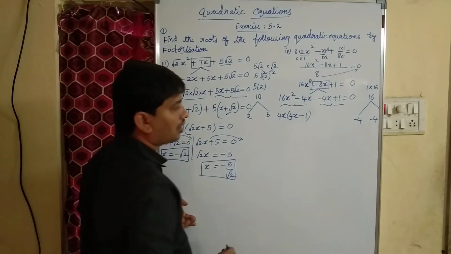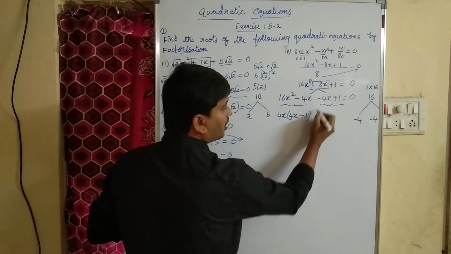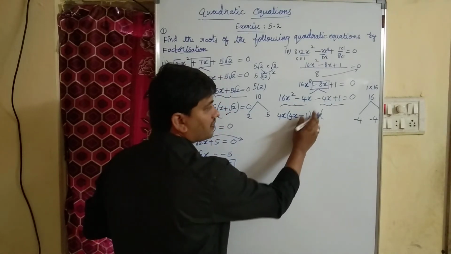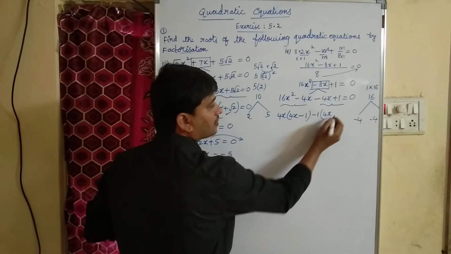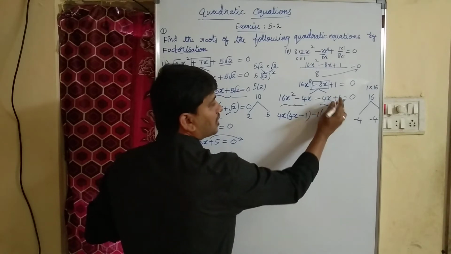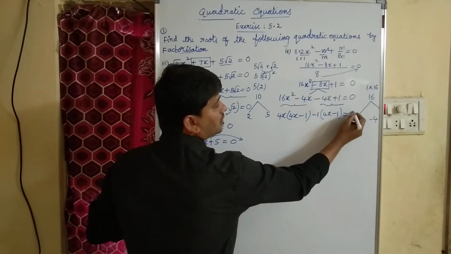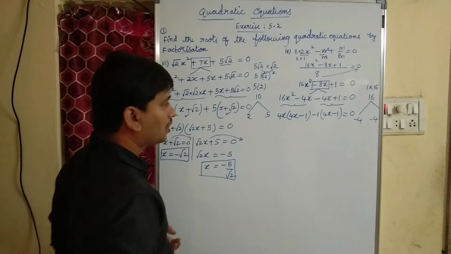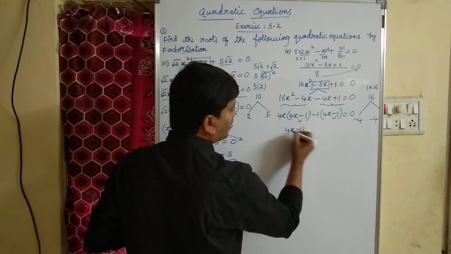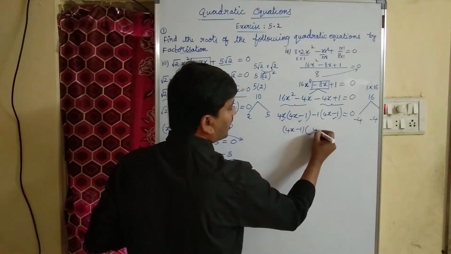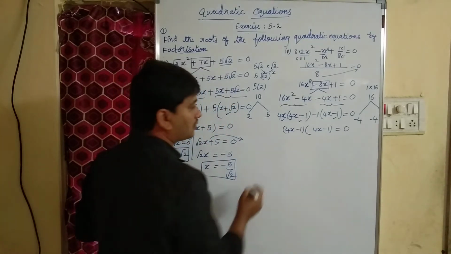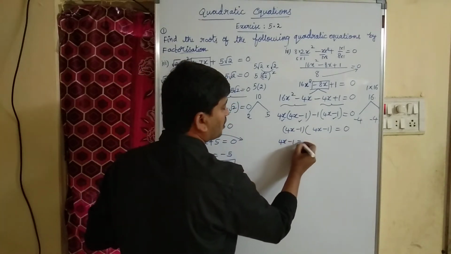Okay children. Now what I want to do here, I want to take minus 1 as common. Children, minus 1 into 4x minus 1 equal to 0. Now the common thing is 4x minus 1. If I take 4x minus 1 as common, here I have 4x and here I have minus 1, which is equal to 0.